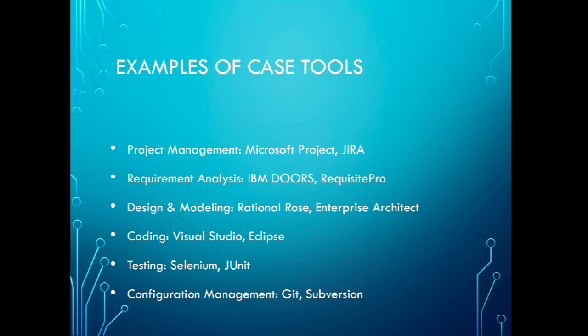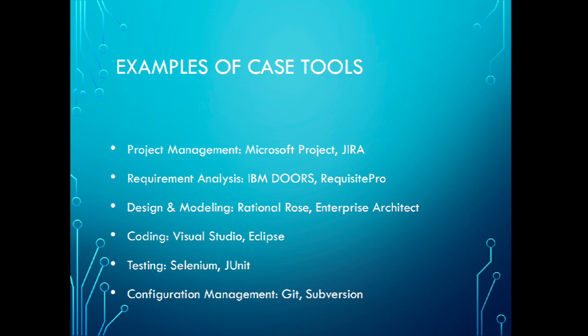Next is the coding phase. For writing and debugging code, developers use IDEs like Visual Studio and Eclipse. These powerful CASE tools provide a single interface for writing code, debugging, and compiling it. Testing, especially automation testing, is a core component of modern software quality. For web applications, Selenium is a powerful framework for running automated tests in a browser. For unit testing in Java, developers use JUnit to ensure individual code components work correctly.